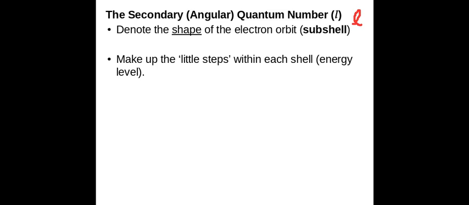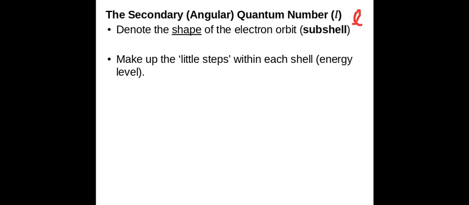In terms of its values, we'll look at those in a second, but you can think of this as being like the little steps within each shell. If you go back to the Bohr-Rutherford model, we know that the first shell holds 2 electrons, the next one holds 8. But within that second shell, there are actually 2 little steps within that energy level. The secondary quantum number, the angular quantum number, will tell us which of those 2 steps we're on.